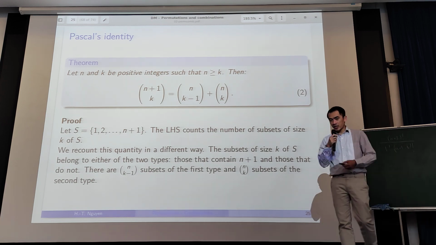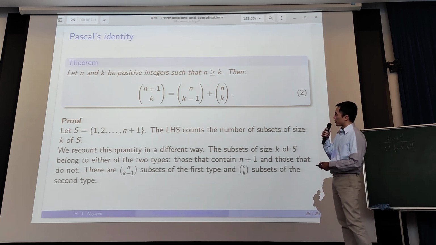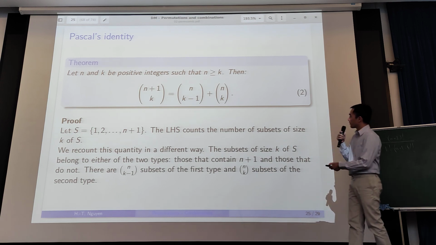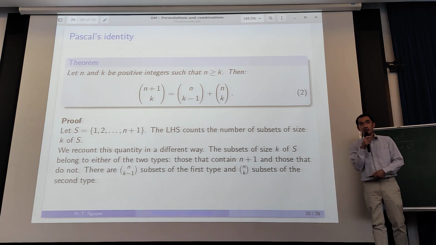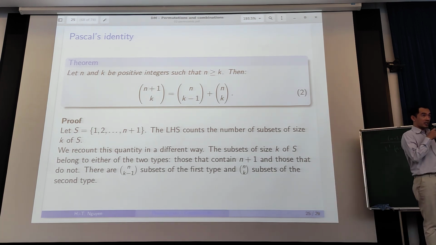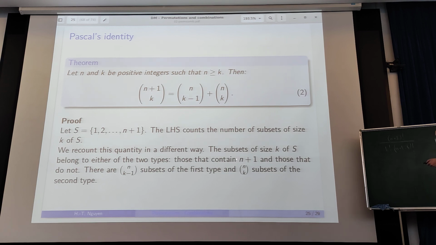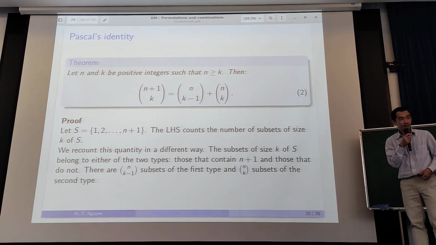So now, if we consider subsets of size k of this set S, such a subset can either contain n plus 1 or not. Okay? So if it contains n plus 1, how can we construct such a subset?